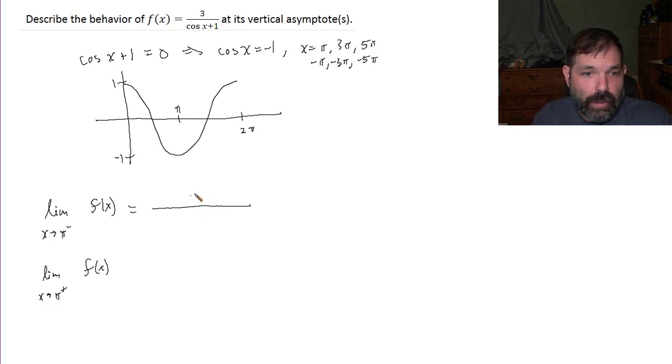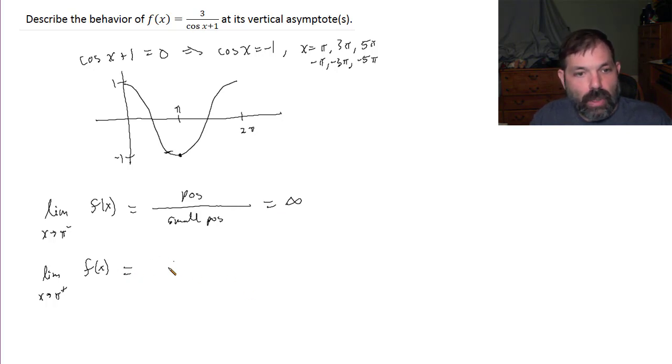All right, so the numerator's 3. That's a positive value. Now, what happens in the denominator? As x approaches pi from the left, the output of the cosine is approaching negative 1, and it's slightly greater than negative 1. So if I take that output from the cosine function, that number is slightly greater than negative 1, and I add 1 to it, maybe we're talking about a number like negative 0.999 here, and I add 1 to it, that's going to give me a small positive number, and so that would go to infinity.